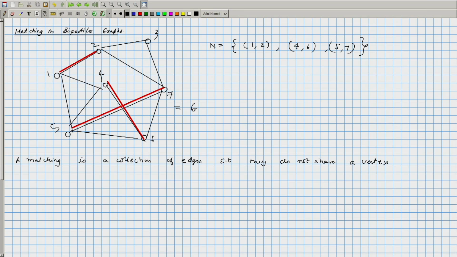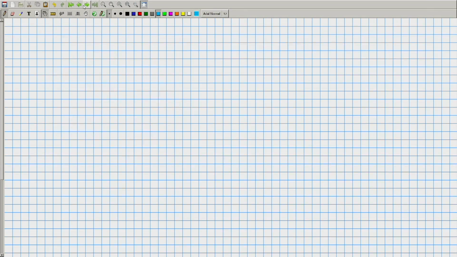So, let us see a few other examples. We will look at these concepts more carefully: maximal matching, maximum matching, complete matching or perfect matchings. Maximal means there is no additional edge that one can add to this collection that is given to you to get a matching.